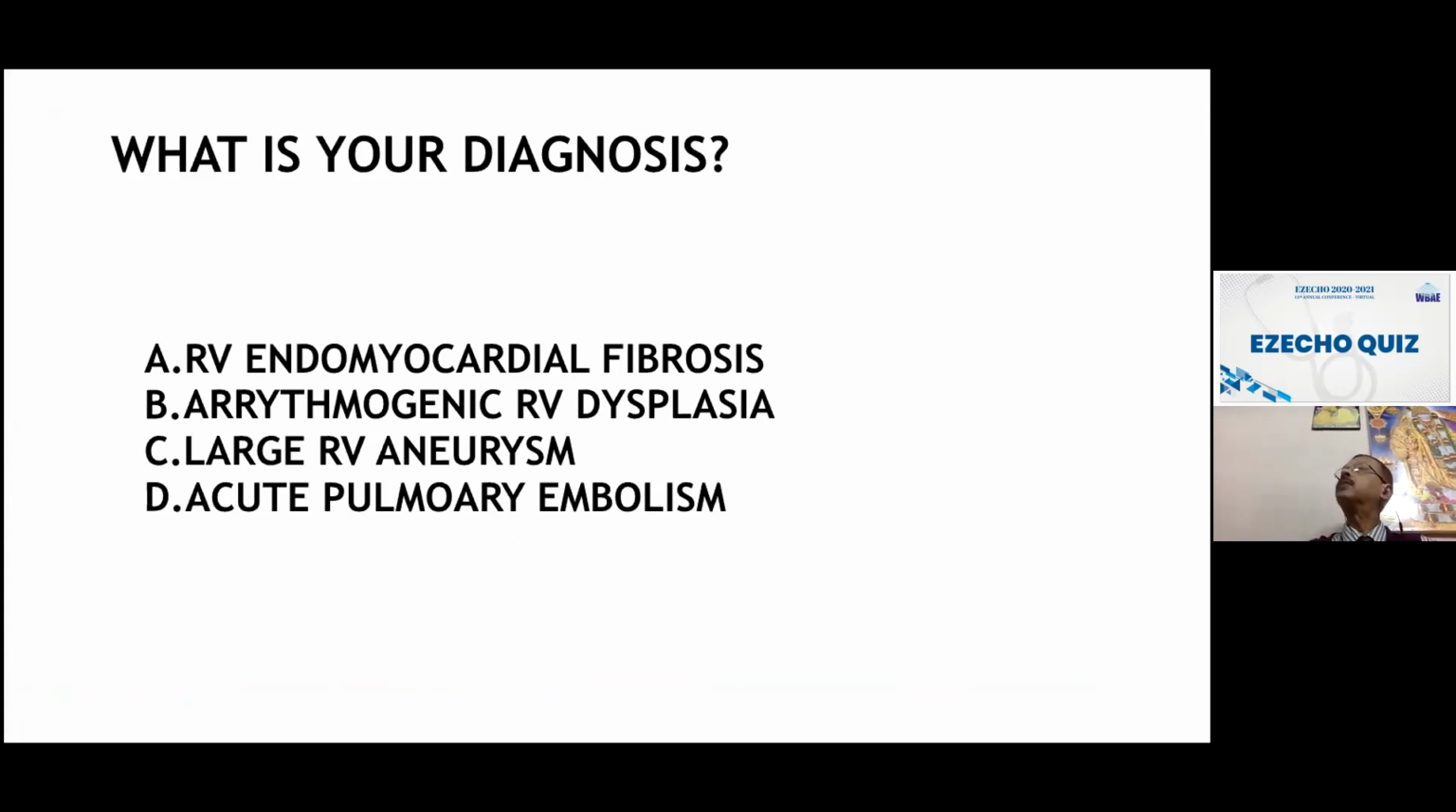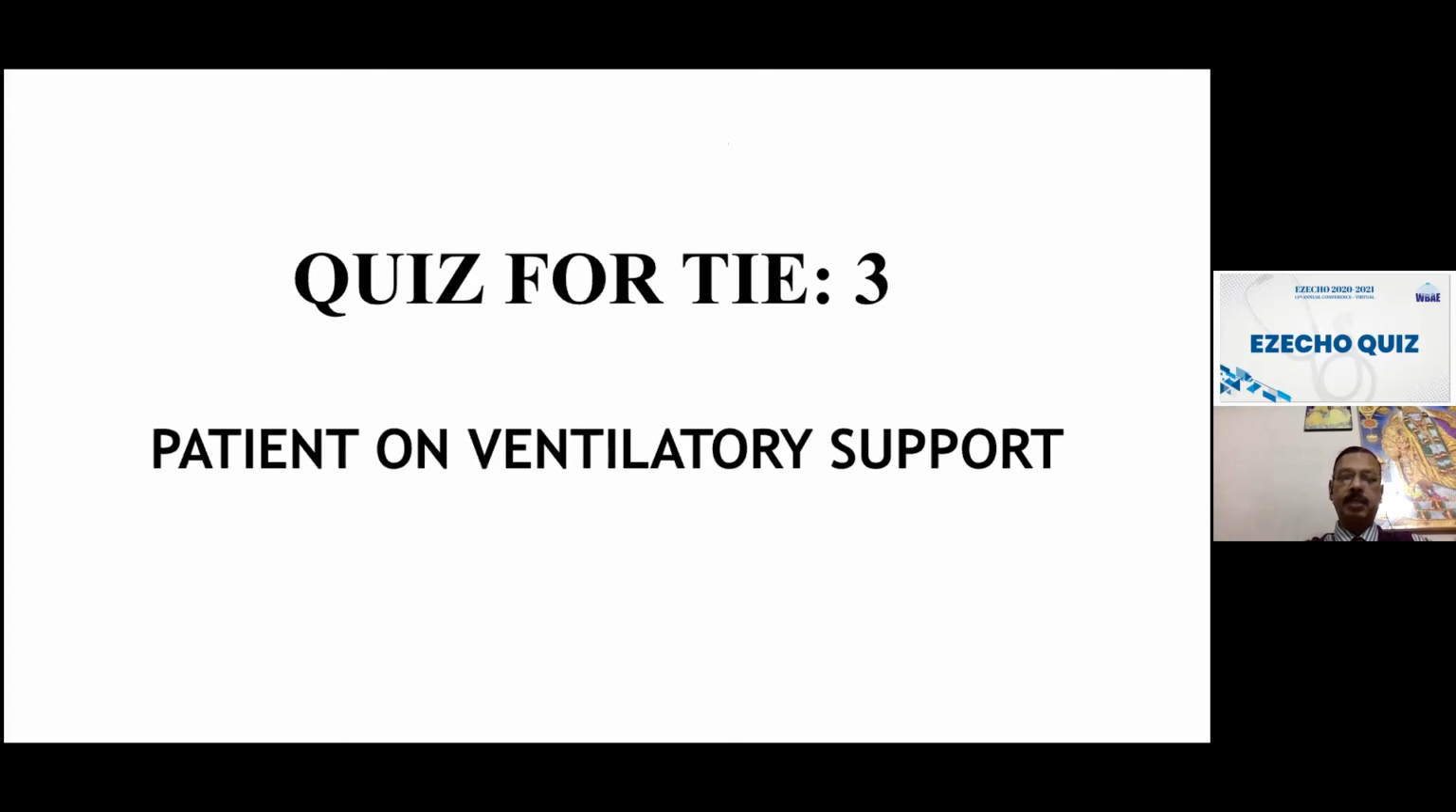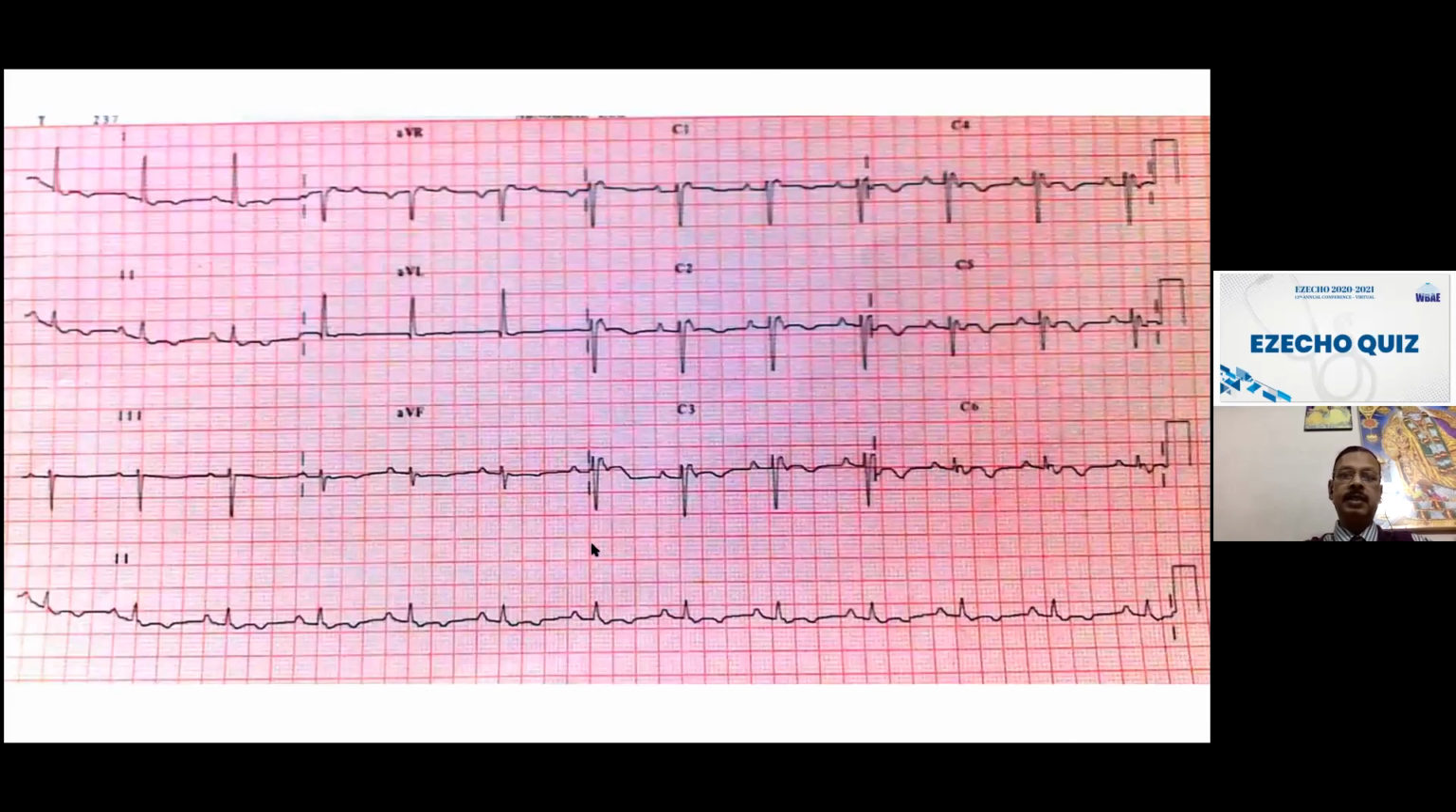Yes, voting pad is on. Majority is correct. 57% have given arrhythmogenic right ventricular dysplasia. This is correct. This is a case of arrhythmogenic right ventricular dysplasia because you can see the epsilon waves, classical epsilon waves in V2 and V3.